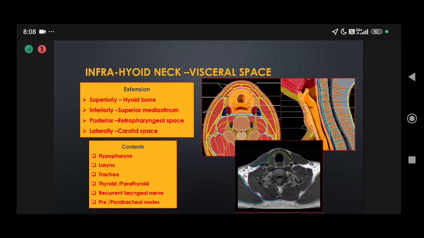Since these are superficial structures, we can evaluate these spaces and organs better on ultrasound and CT scan. And the contents of the visceral space, we know, are the hypopharynx, larynx, trachea, recurrent laryngeal nerve, and pre- and paratracheal nodes.